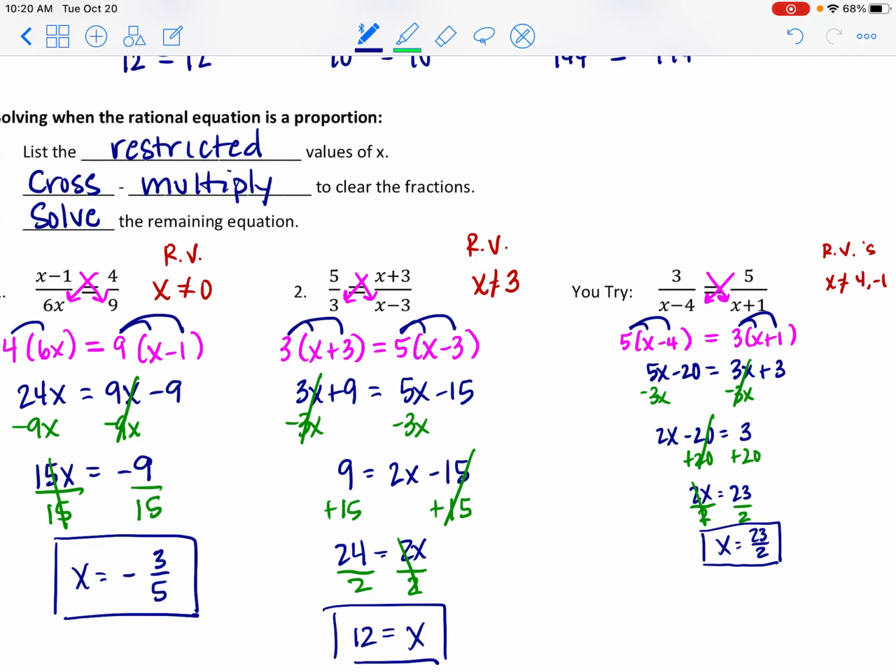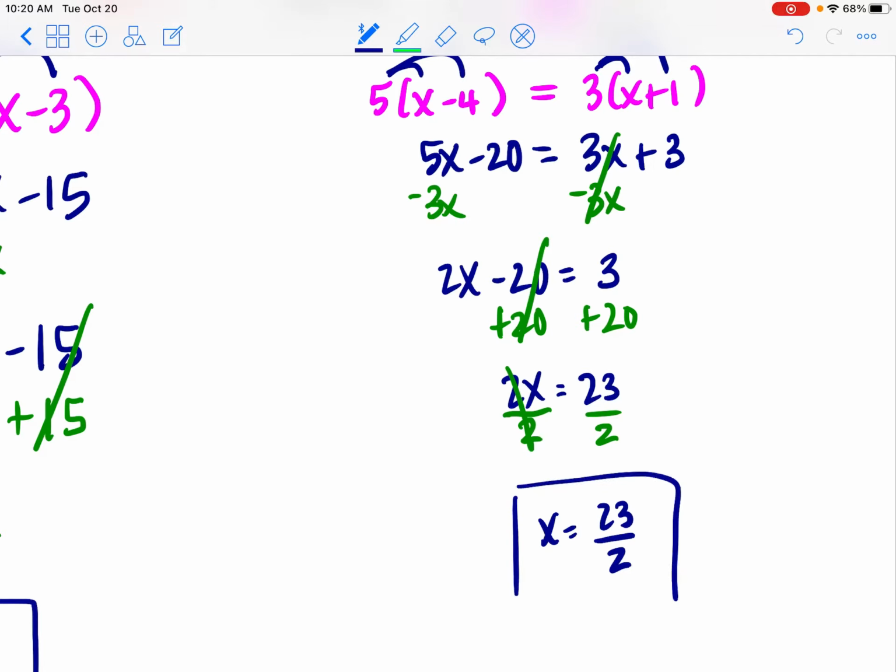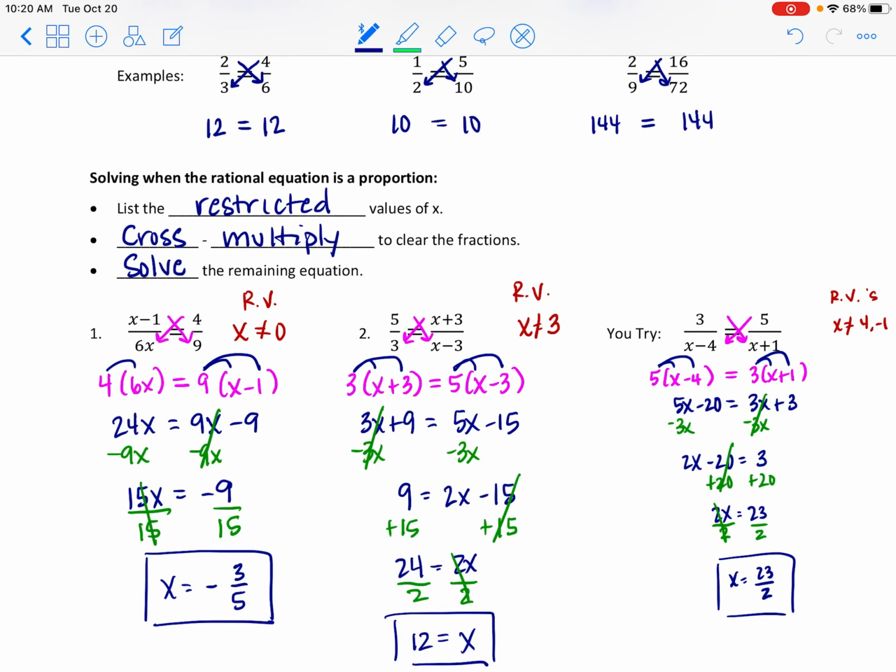Okay? And I squished that in there. I didn't really have to because I have more space. Let me just write that again. So we have 23/2. And there it is. Again, if you wanted to use your calculator to verify that solution, it's going to work. The only time we really have to worry is when the solution occurs as a restriction.